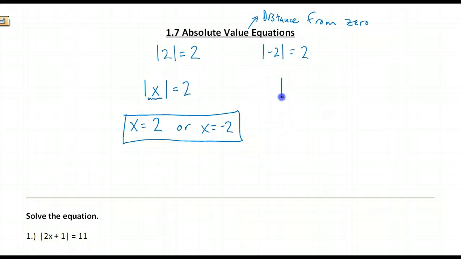If we have a problem that looks like this, the absolute value of x equals negative 2, well, in this case, no matter what we plug in for x, we're never going to get a negative answer when dealing with the absolute value. So the absolute value of x equaling negative 2 has no solutions.